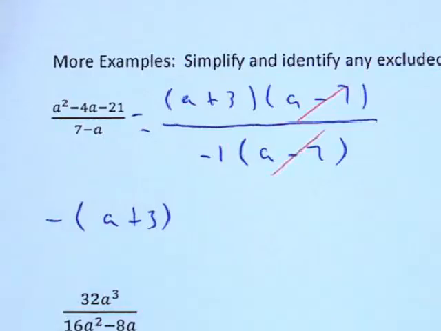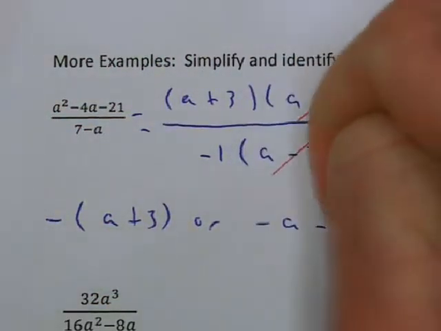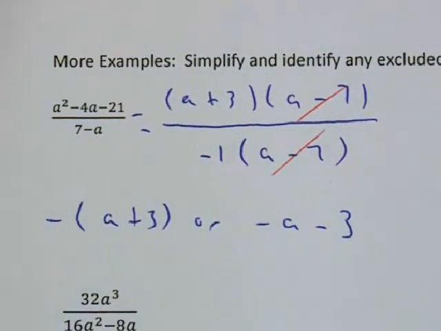So we can just write that as negative a plus 3. Or if you don't want to have the negative on the outside, you can distribute the negative and get negative a minus 3. Either one's fine. Okay, so there's that one.